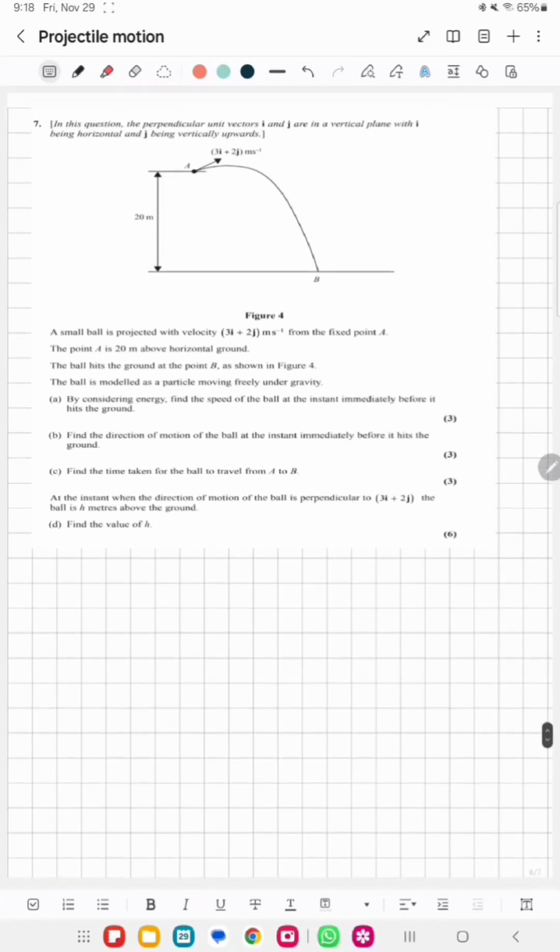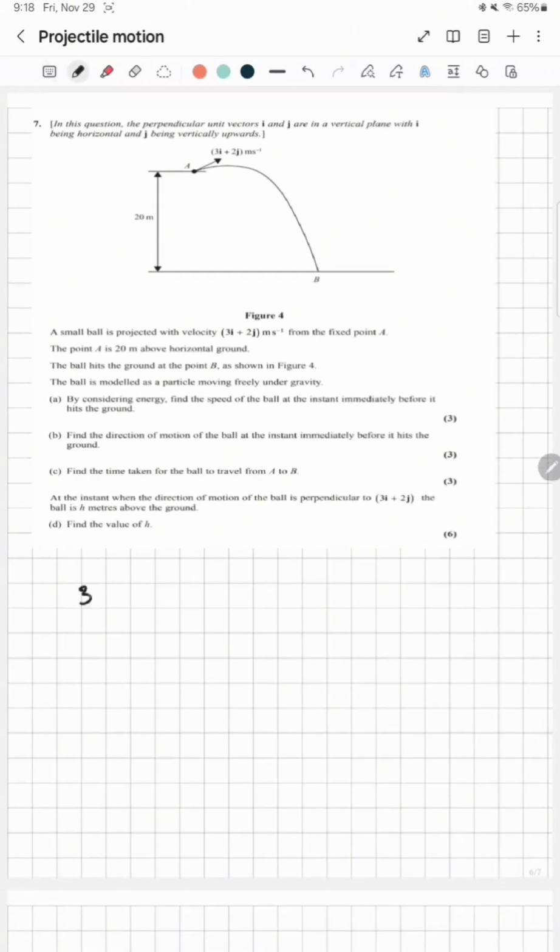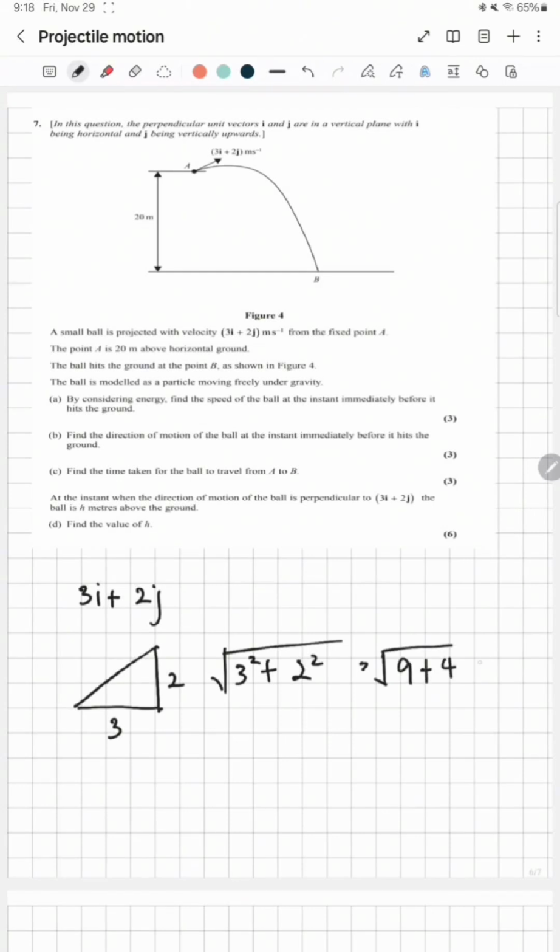So it's 3i plus 2j, right? Let me just show you. 3i is in the x direction, and j is in the y direction. So for 3i plus 2j, the magnitude is going to be the square root of 3 squared plus 2 squared, which gives you the square root of 9 plus 4. This is square root 13. So the speed of the ball is square root 13.